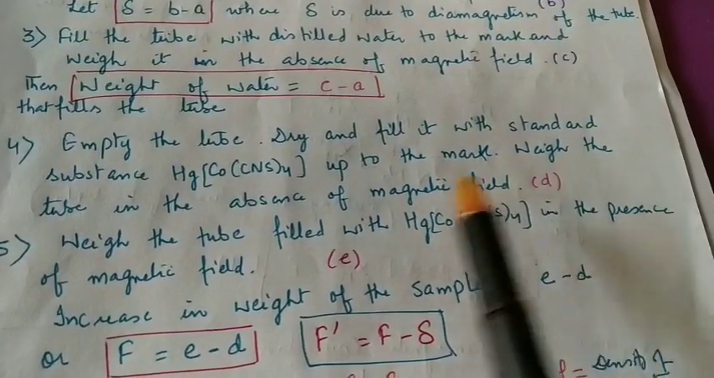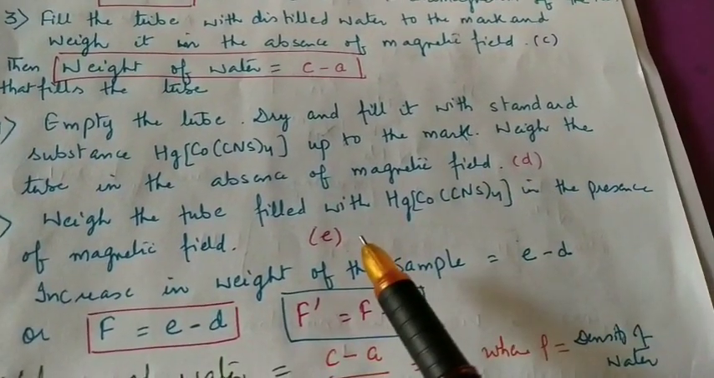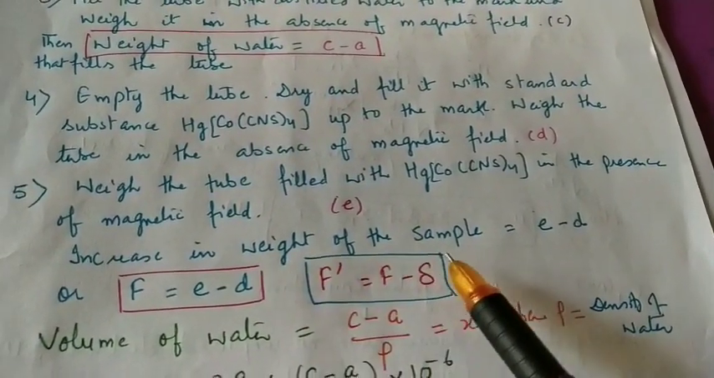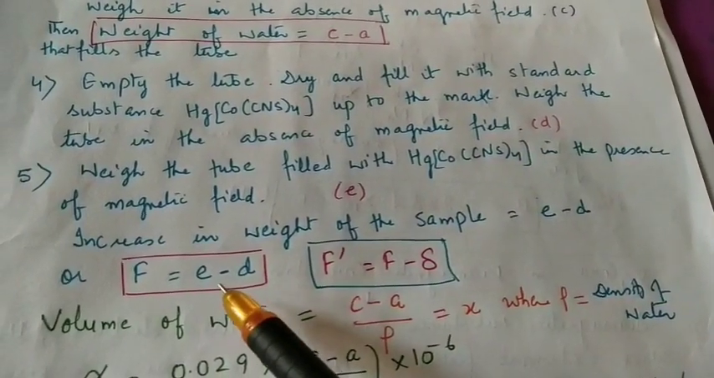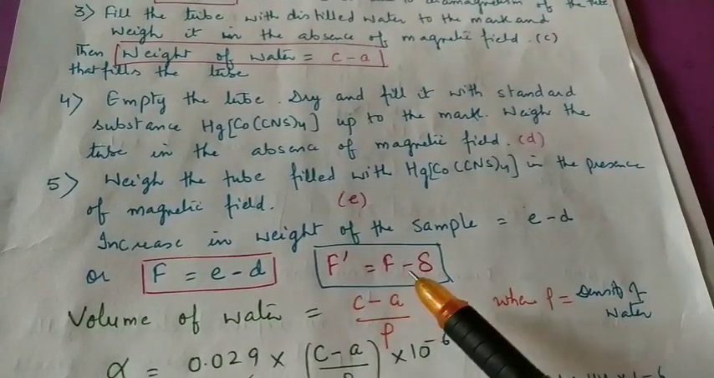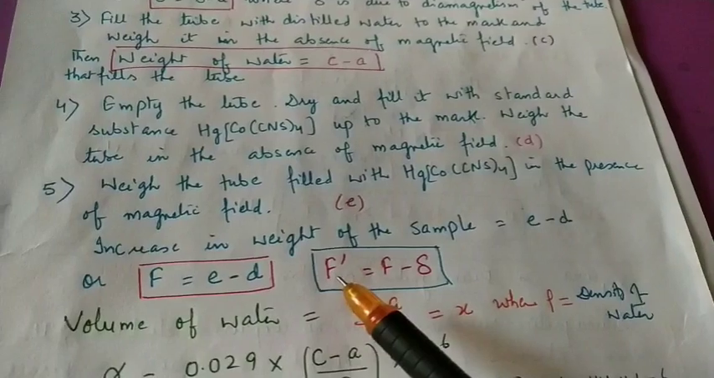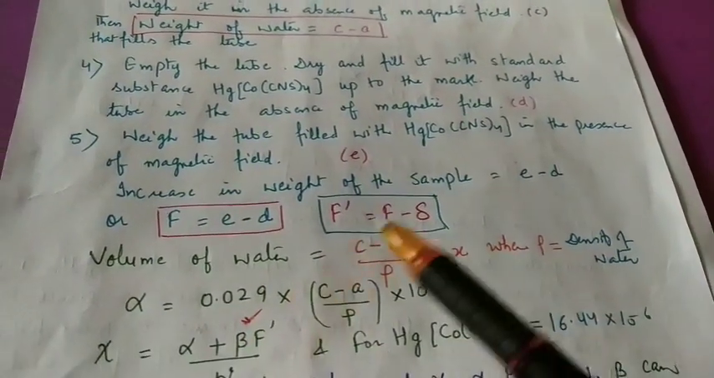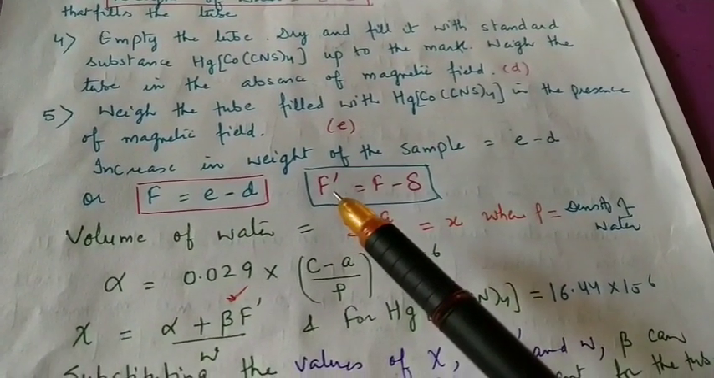Next step, we empty the tube, dry it, fill it with the standard substance up to the mark, and weigh the tube in the absence of magnetic field. It is D. Then weigh in the presence of magnetic field, it is E. So there is an increase in the weight of the sample, which is E minus D. This is the force F, equal to E minus D, and F dash is equal to F minus delta. We have discussed that F dash arises because there is some force when the tube is empty, because it is made up of diamagnetic material. I hope you remember that from the last video.